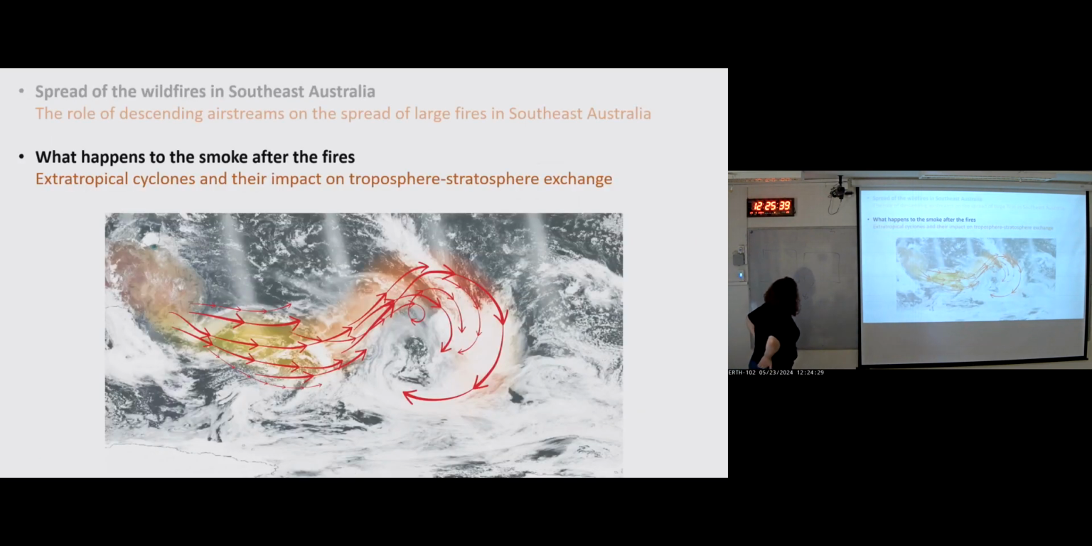Okay, so that was kind of part one. And the second part is sort of a side project that came up, where we wanted to look at what happens to the smoke after the fires. In this case, I'm going to look at extratropical cyclones, and see how they influence the flow of the smoke and how it relates.